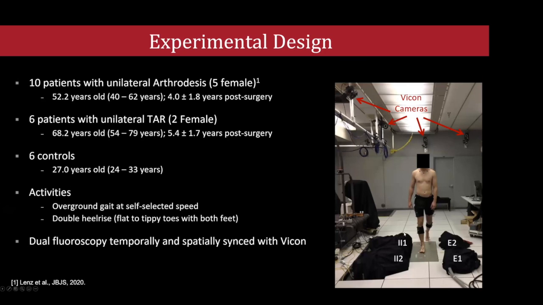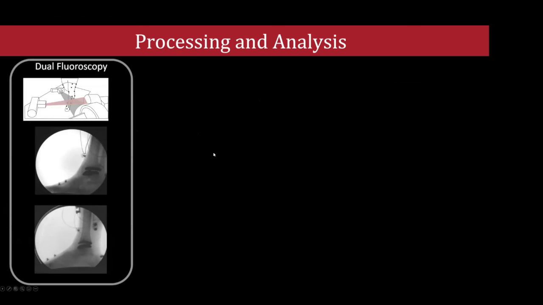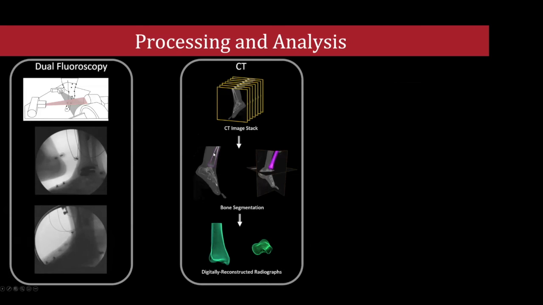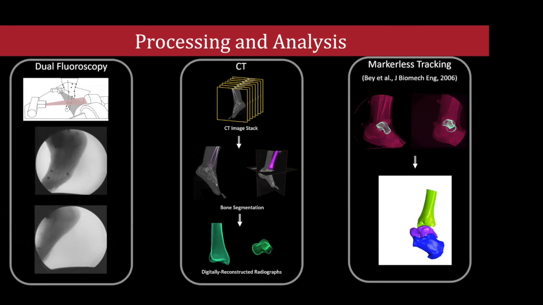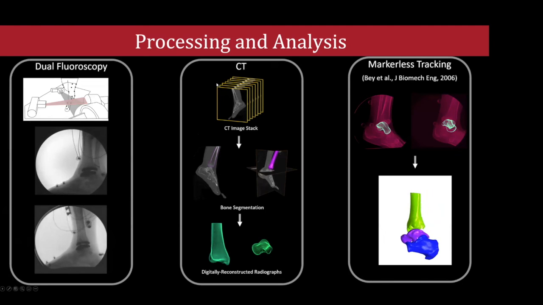It's embedded into the floor so that we can look at the motion relative to these force plates, with Vicon cameras, kind of the same setup as the hip joint. So I'll just run through this because it's very much the same methods that we have for the hip, but basically we have dual fluoro, CT, and then this markerless tracking.